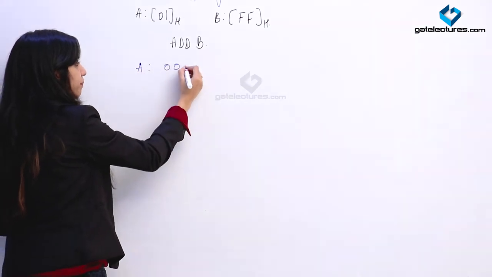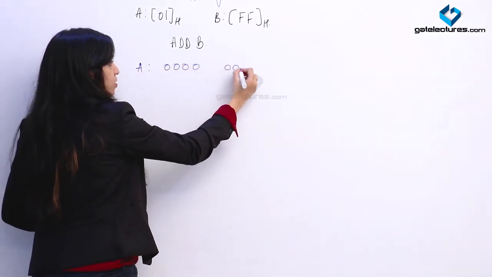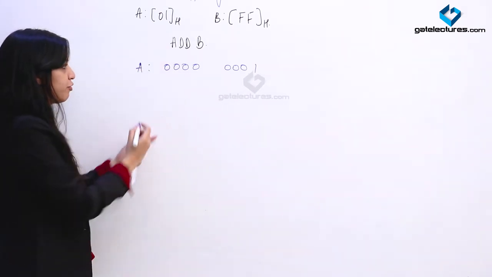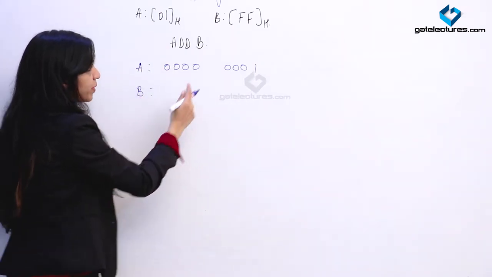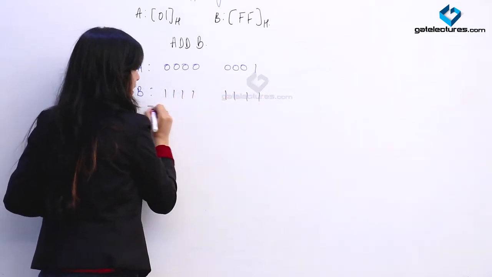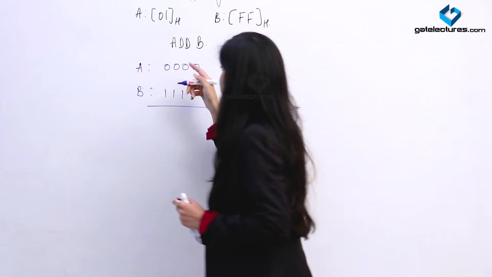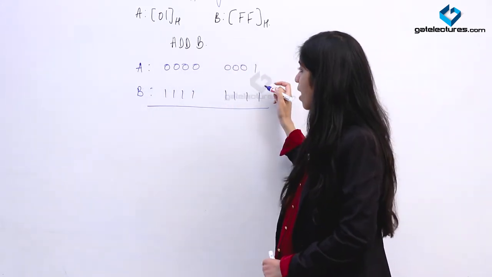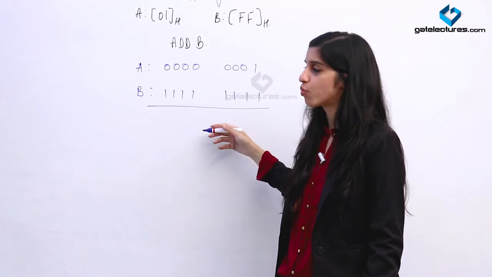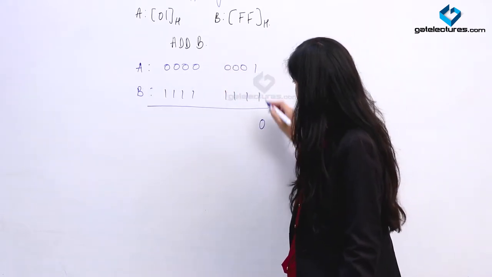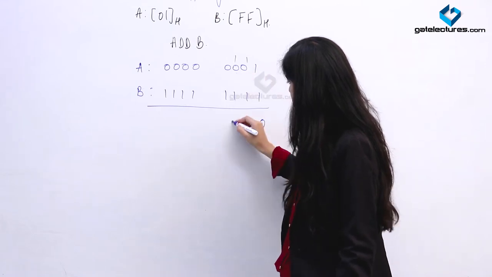A is holding this value 01. See, this 01 was in hexadecimal. I just converted it into binary first. The contents of B are FF, which are 1111 1111. I'm just going to add. See, the instruction is ADD B. So what happens is the contents of B are going to be added to the contents of the accumulator, and the result is going to be stored finally in the accumulator. So when I add 11, this is going to be 0 0 0.